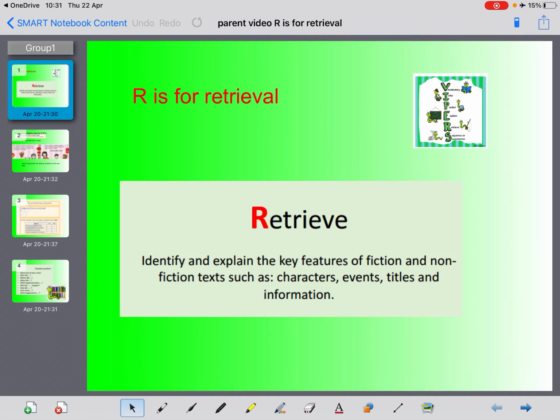This video is all about retrieval as part of our VIPERS acronym. What does retrieval mean when we're teaching reading skills? It means that we should be getting our children to identify and explain the key features of fiction and non-fiction texts, such as characters, events, titles, and information.